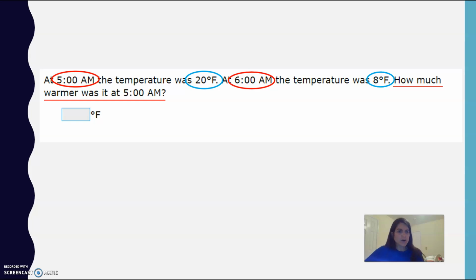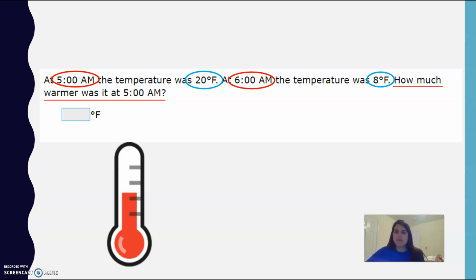Whenever we're working on word problems, it always helps to draw yourself a little picture, particularly with integers, so you can see the change from one number to another. So I'm going to bring up a picture of a thermometer and draw out the situation. Our starting temperature at 5 o'clock a.m. was 20 degrees Fahrenheit. And then we know at 6 o'clock a.m. it got colder. The temperature went down to 8 degrees Fahrenheit by 6 o'clock a.m.